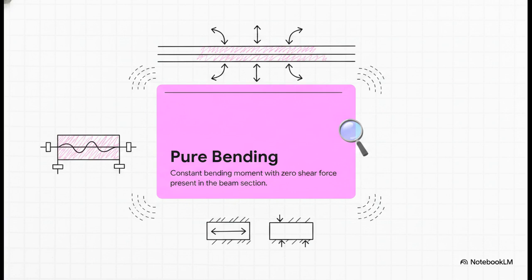Now for this explainer, we're focusing on a very specific, idealized condition called pure or simple bending. This just means the bending moment is perfectly constant and there is absolutely zero shear force slicing through the material. It's basically the perfect laboratory condition for us to study internal stress.